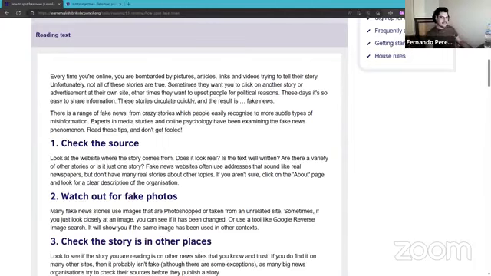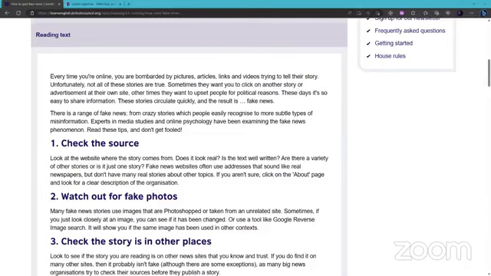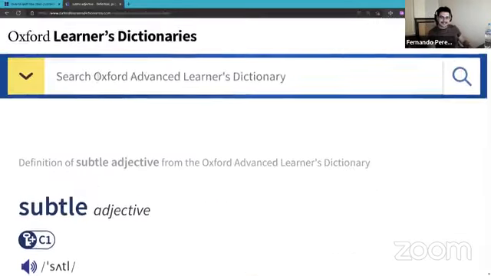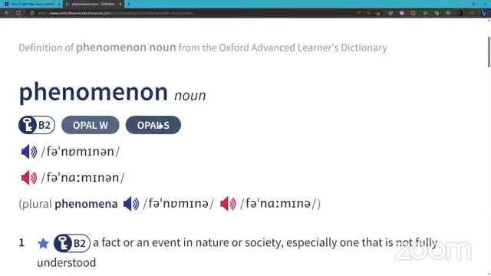Experts in media studies and online psychology have been examining the fake news phenomenon. Pronunciation. This one over here. Phenomenon or not?